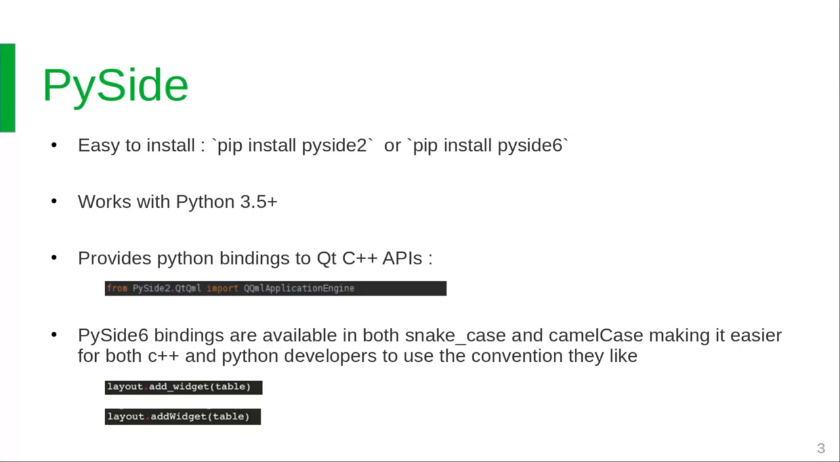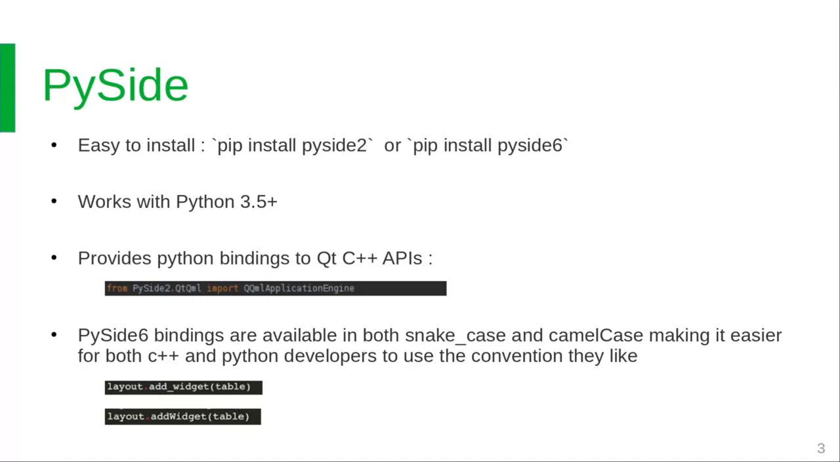Now coming to PySide, it's very easy to install. You either run pip install PySide2 or pip install PySide6 depending upon the Qt version that you require. I will be talking about that later. PySide works with Python 3.5 plus.